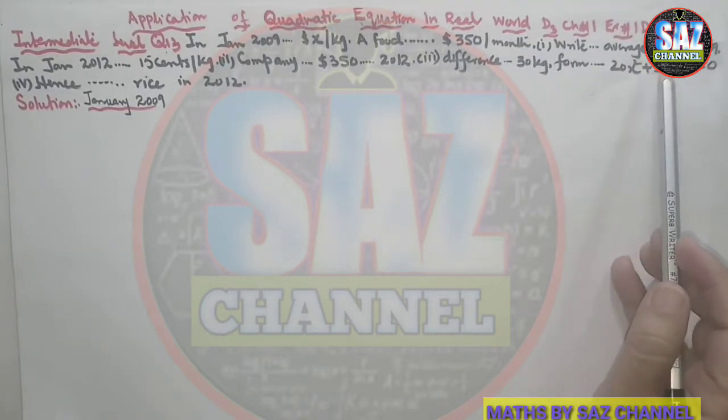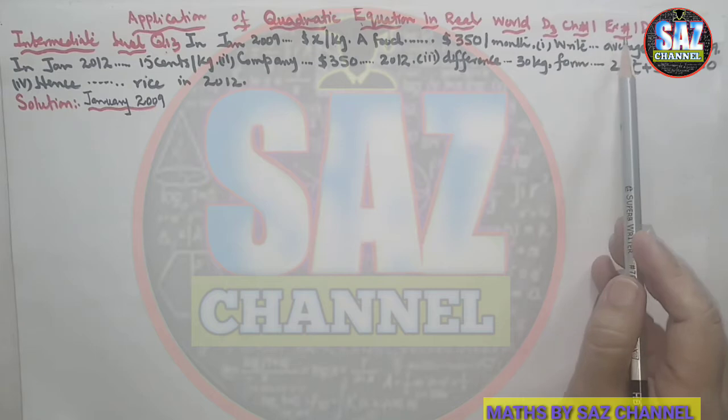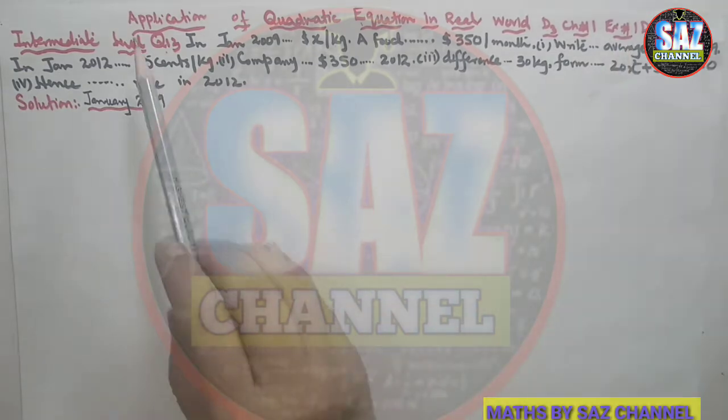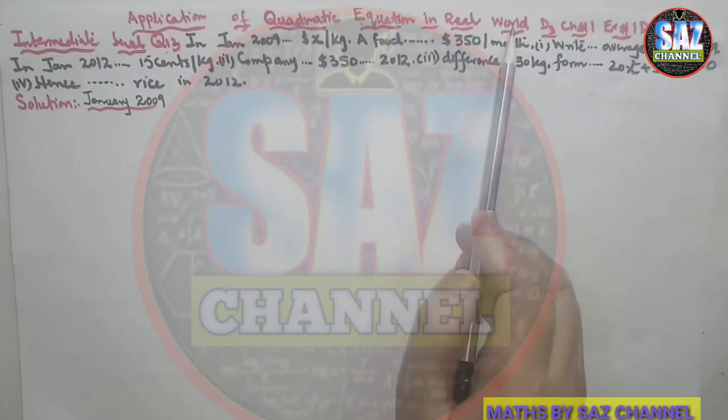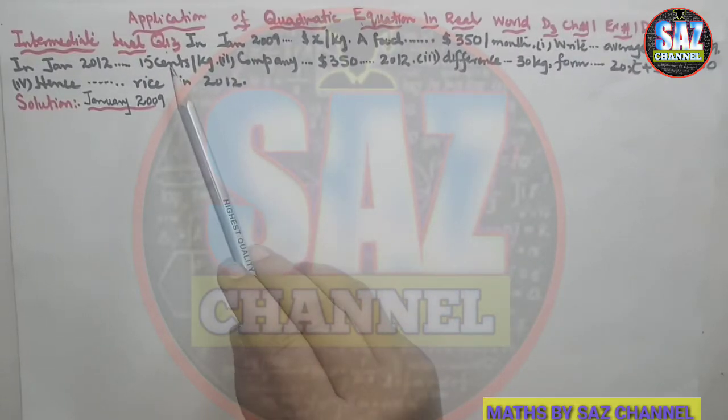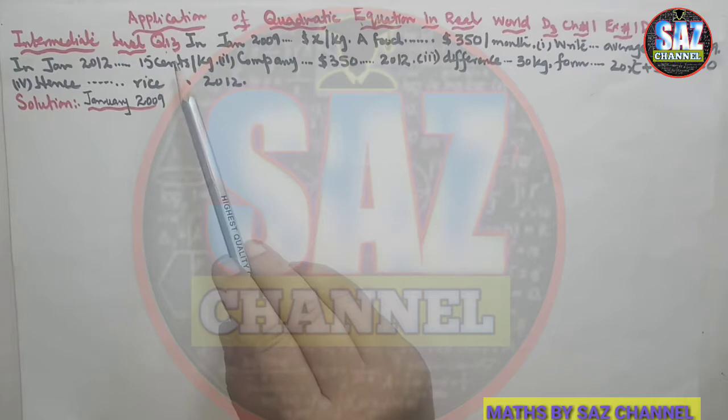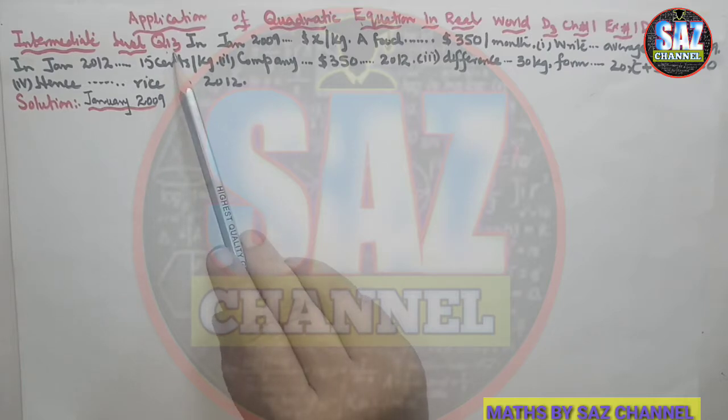This is my ninth lesson of D3 chapter number 1 exercise 1D, that is about application of quadratic equation in real world. In this lesson I will solve question number 13 of intermediate level. Let's read the question and underline and understand important terms of the question.